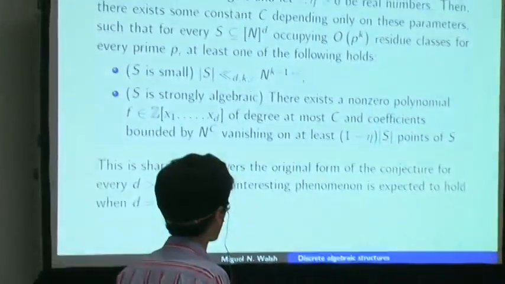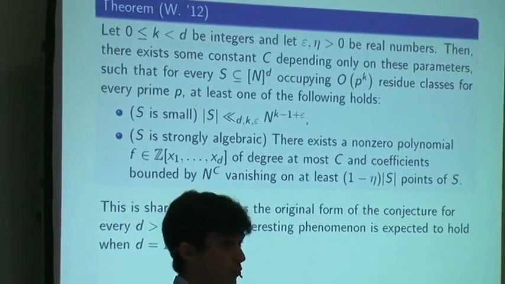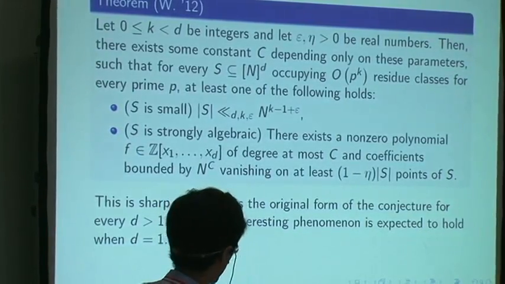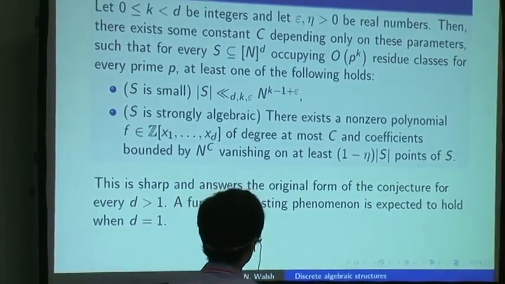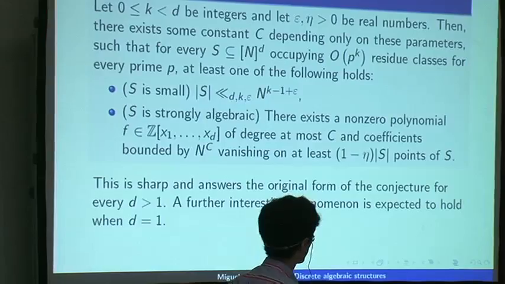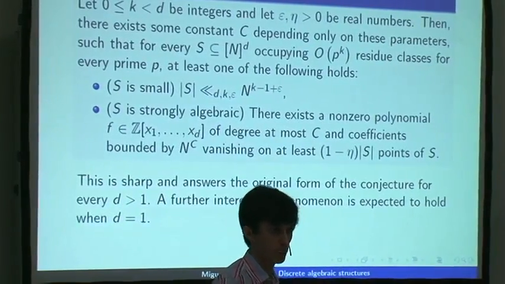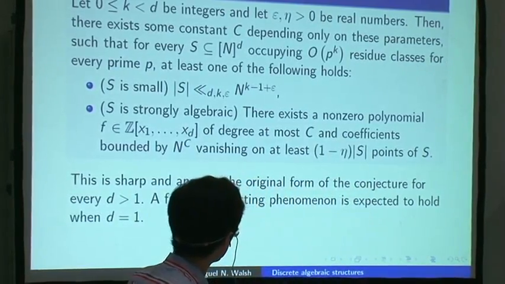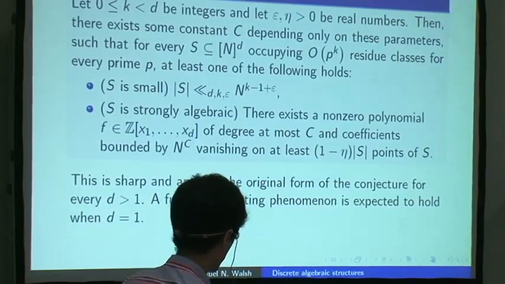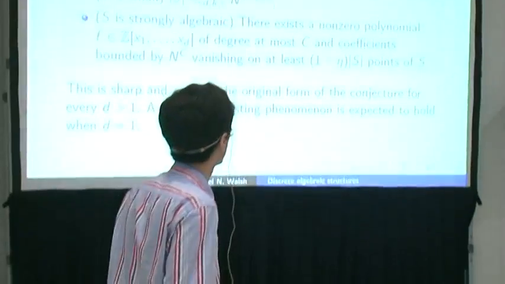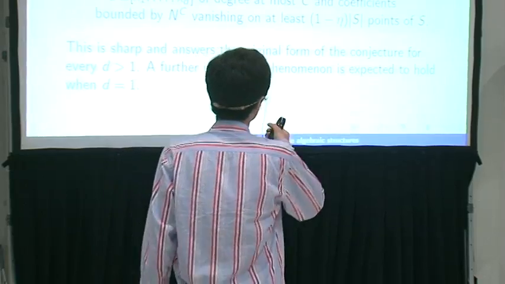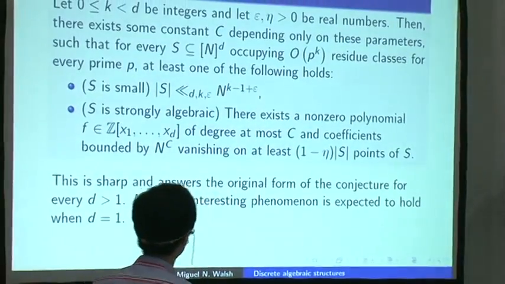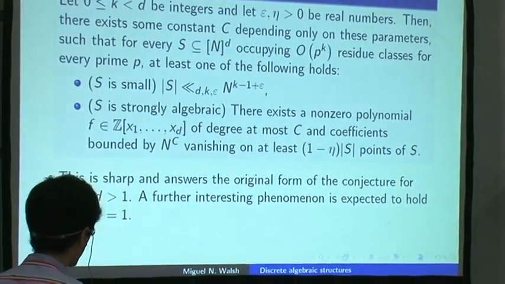There exists a non-zero polynomial of degree at most c, so uniformly bounded by the parameters, with coefficients also at most n to the c, vanishing on at least 1 minus eta of the points of S, almost every point, where you choose eta. So this is telling you again, if you have a set that is very badly distributed, either you save a large power, because this bound saves a large power over what sieve theory tells you, and it is optimal, or your set has in fact to be the solution set of a polynomial equation. So this is sharp and answers the original form of the conjecture for every d greater than 1.